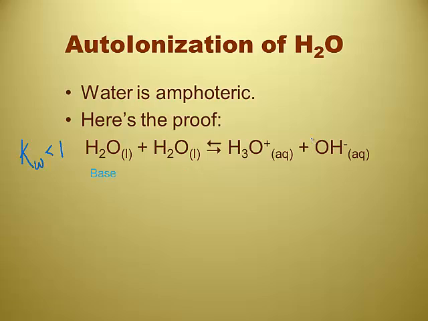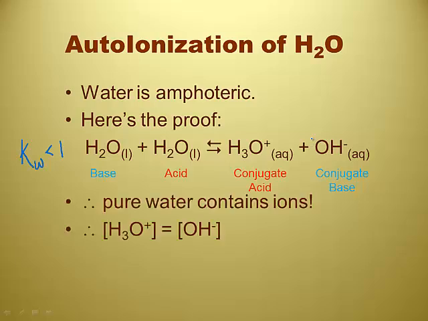And I can actually label these, right? I can label one as a base and one as an acid, which means that on the other side I can have conjugates. The conjugate acid would be the hydronium ion because it has an extra hydrogen to give up. And the hydroxide would be a conjugate base, because going from right to left, the hydroxide accepts a proton and the hydronium donates it. So pure water contains some ions. They occur in equal amounts, equal concentrations.